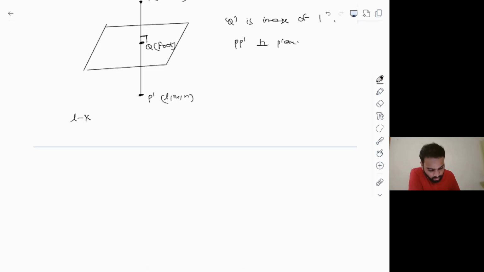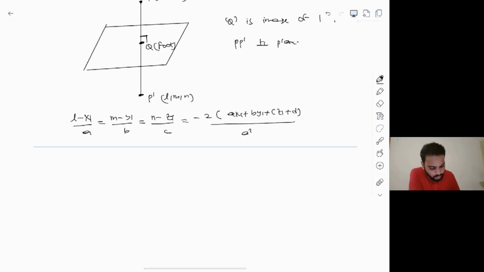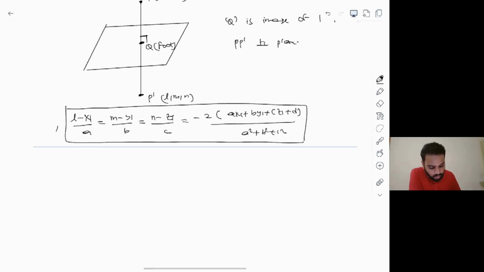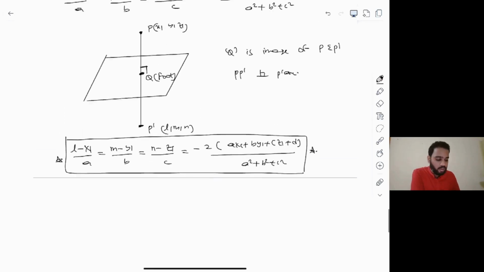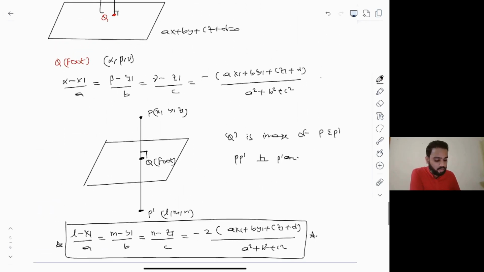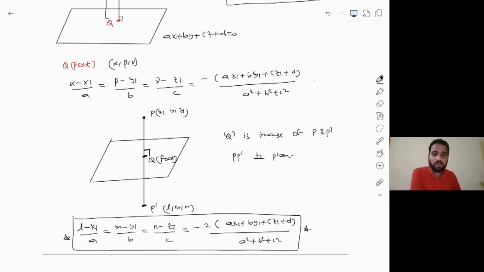That is (l minus x1) divided by a equals (m minus y1) divided by b equals (n minus z1) divided by c equals minus 2 times (ax1 plus by1 plus cz1 plus d) whole divided by (a square plus b square plus c square). So this is the formula we are going to use to find out the image of a given point with respect to a plane. Okay, so these three are the formulas which will be frequently used in many questions in JEE Advanced.